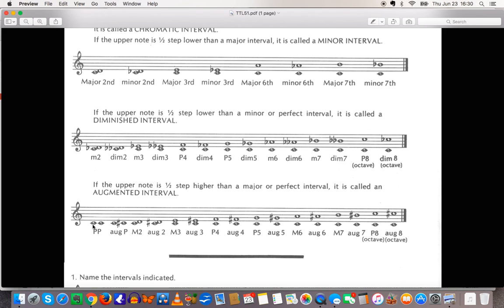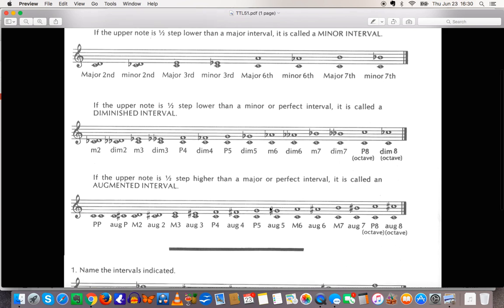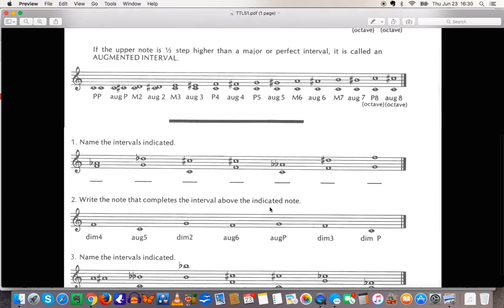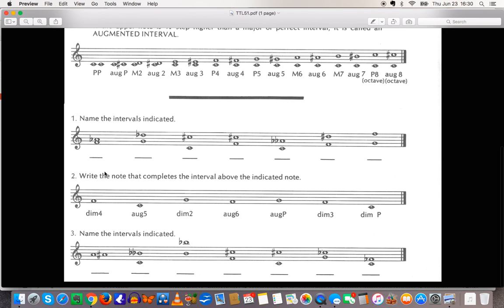Okay, so here's a perfect prime. Remember, that's a perfect interval. You raise it a half step, you get an augmented prime. Okay, major second, raise it by a half step, you get an augmented second. Let's do a perfect interval. So you get a perfect fourth, raise that by a half step, you have an augmented fourth. Okay, so that's the system of intervals.